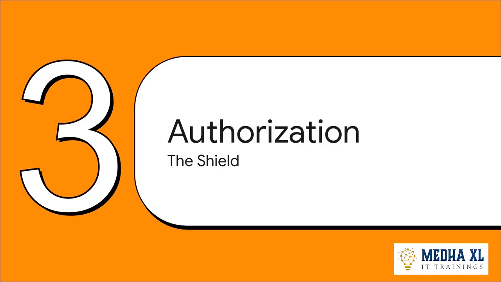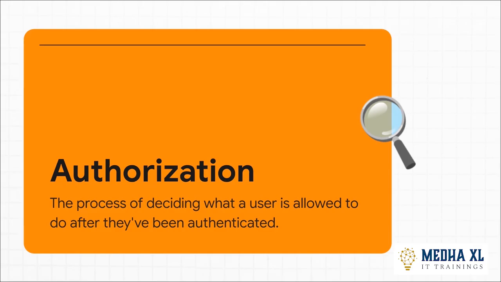But you know, just getting through the door isn't the whole story. Once you're inside, what are you actually allowed to do? This brings us to the second core concept, authorization. And our metaphor for this one is the shield. Now this is crucial. Authorization always comes after you've been authenticated. Once the system knows for sure that you're Jane Doe, then it has to ask, okay, so what is Jane allowed to do? Can she get into the admin dashboard, or can she only look at her own profile? That's the job of authorization.